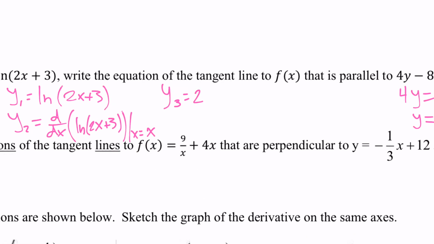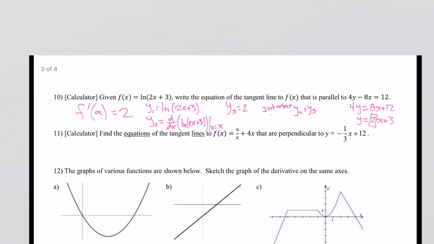So you need to find the intersection between y2 and y3. That's going to tell you the x value of the tangent line that will have a slope of 2. So do that. Graph that on a standard window. Should work fine. Zoom 6, zoom standard. You're going to get something that looks like this.